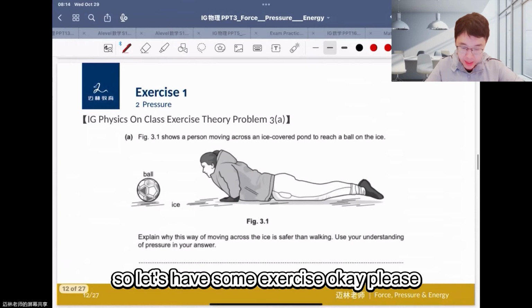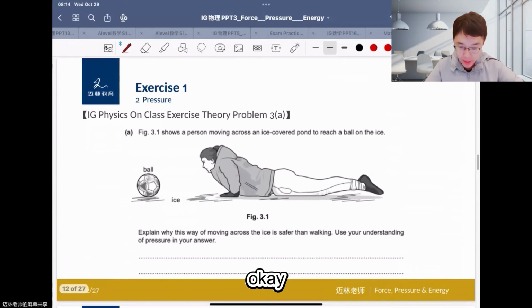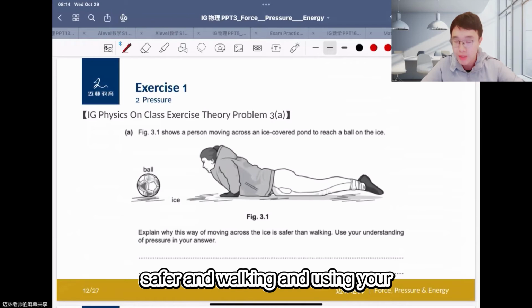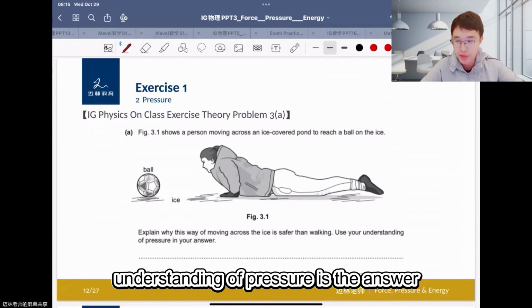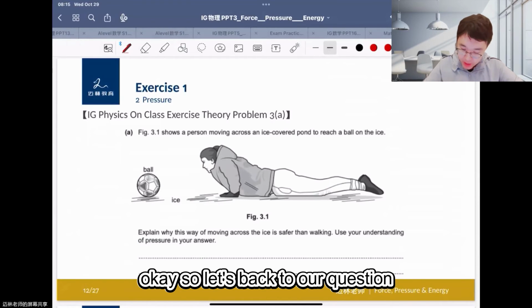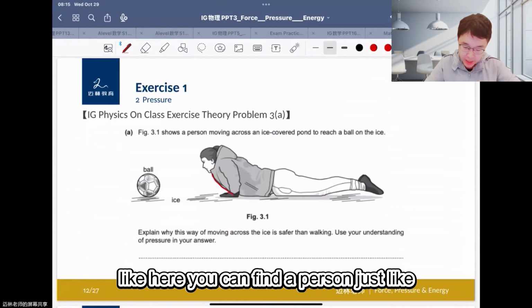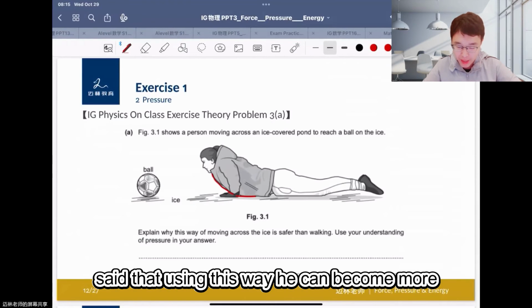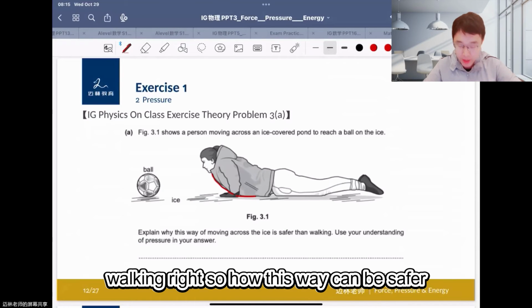So let's have some exercise. Please try to solve this problem: explain why this way of moving across the ice is safer than walking, using your understanding of pressure in the answer. So let's go back to our question. Here, you can find a person lying on the ice, and he said that using this way, he can be safer than walking, right? So how can this way be safer?